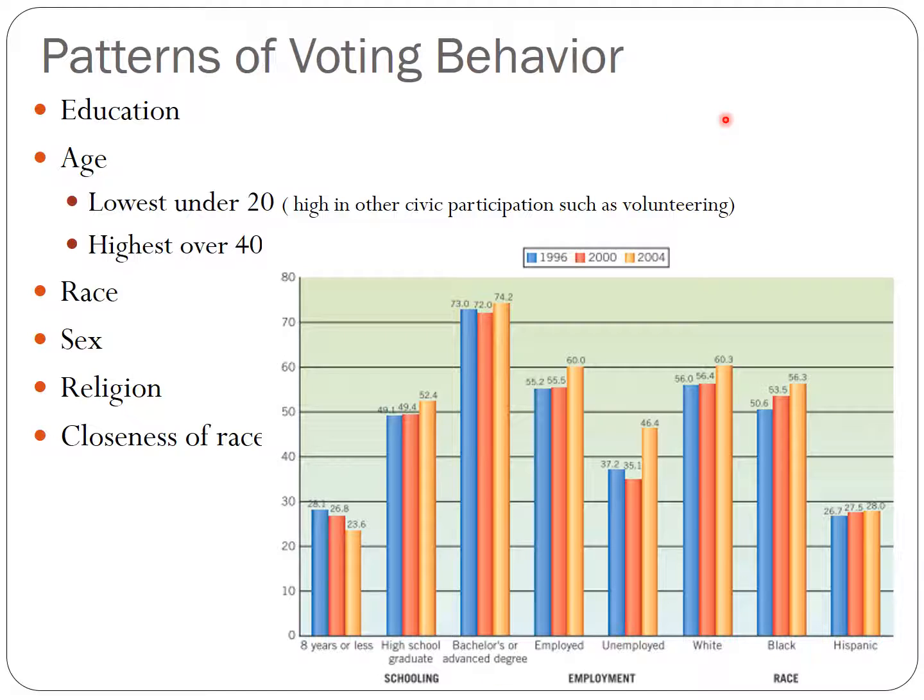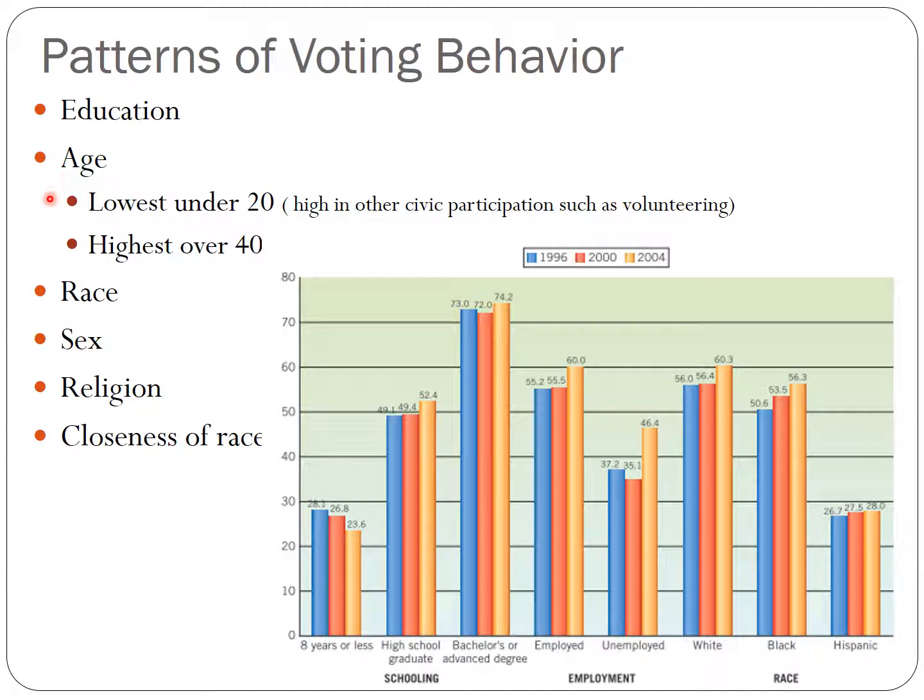Patterns of voting behavior. We have education is the absolutely most important predictor of voting. The more education you have, the more likely you are to vote. Here we can see in this graph that a bachelor's or advanced degree is the highest percentage of voters.